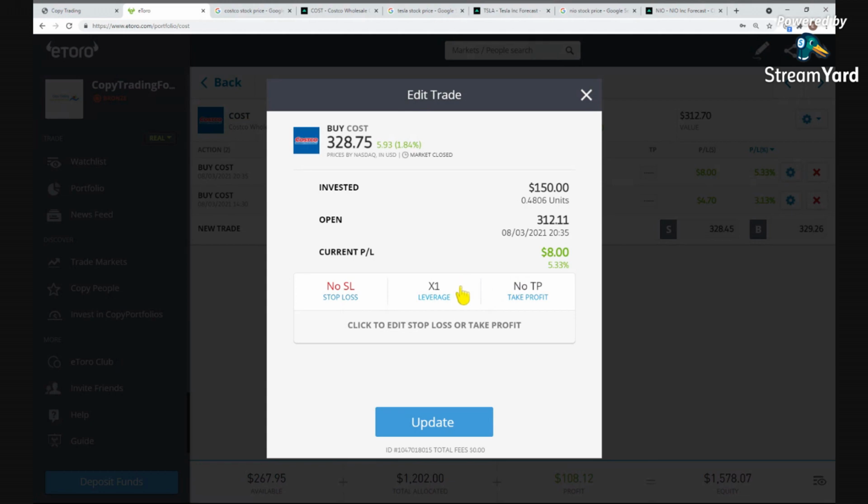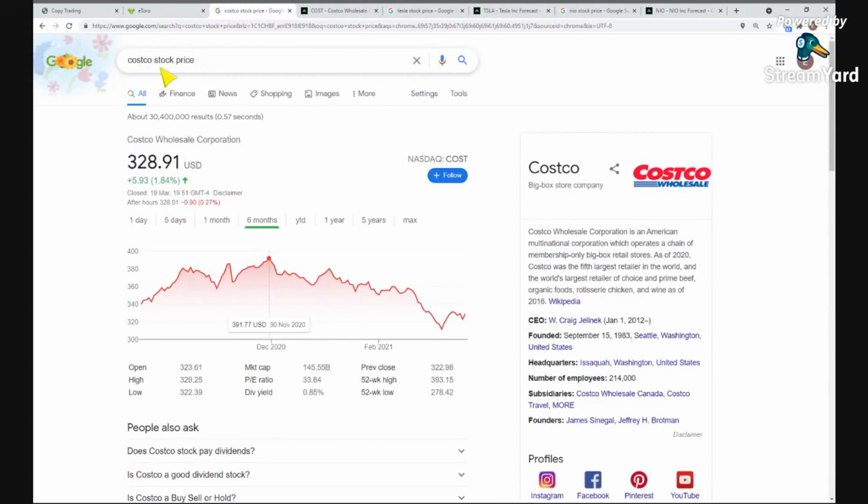So I'm going to start off with the take profit. Okay, so set my take profit. Down here you click take profit. Down here there's a massive number. I'm going to delete that. Okay, so the stock price is at 328. So what do I do? I go to Google, I search Costco stock price. So now it's at 328.